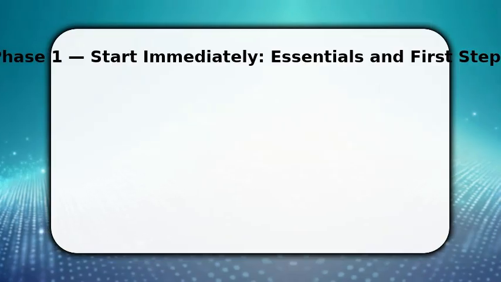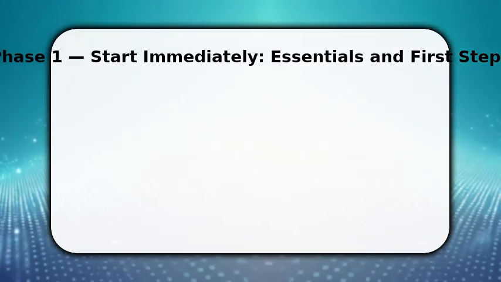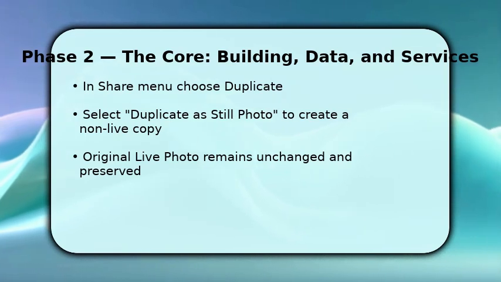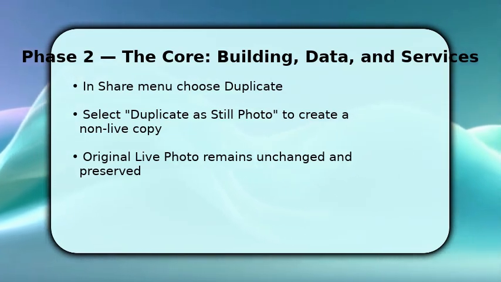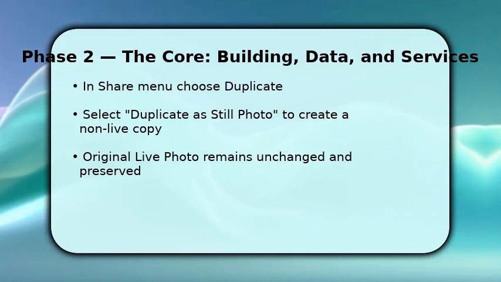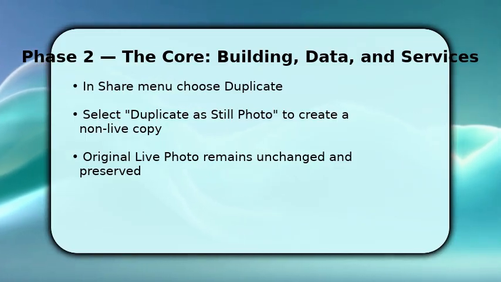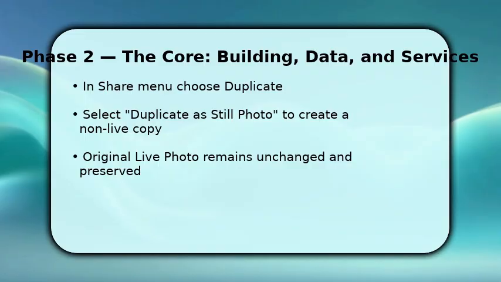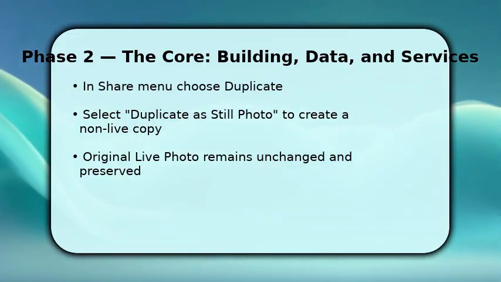Now tap Duplicate in the share sheet. That sets up the one correct path. When the duplicate options appear, choose Duplicate as Still Photo. This is the only way that guarantees a pure still image without altering the original. Why it matters? Turning off Live and Edit can change the original. Duplicating preserves both versions. Once done, Photos creates a new still image that appears next to the live photo.